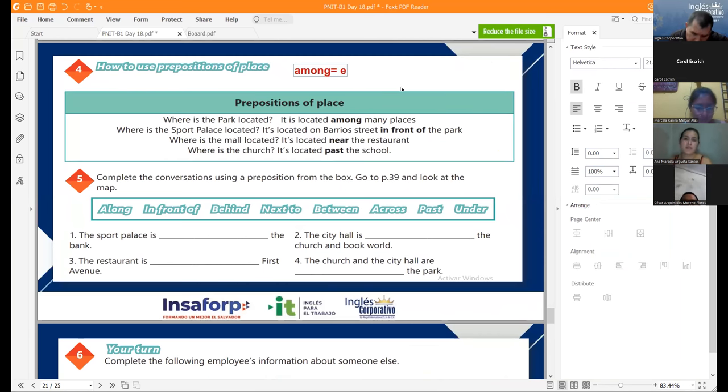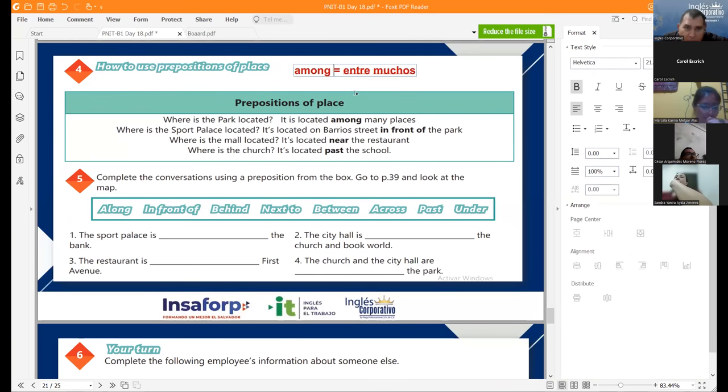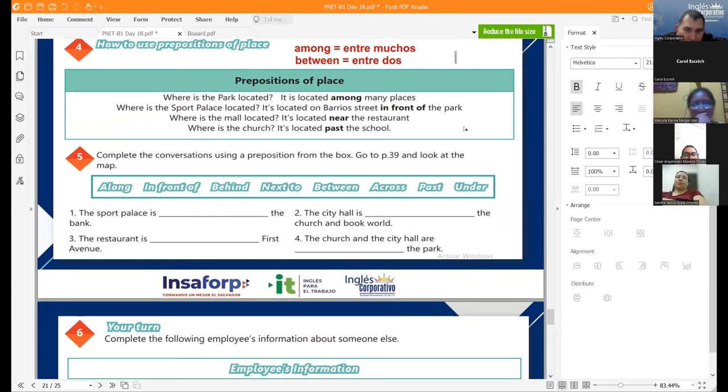Entre muchos. Entre muchos, among, between, entre dos, among, entre muchos, between, entre dos. It is located among many places. Está ubicado entre muchos lugares. O sea que no dijo nada.